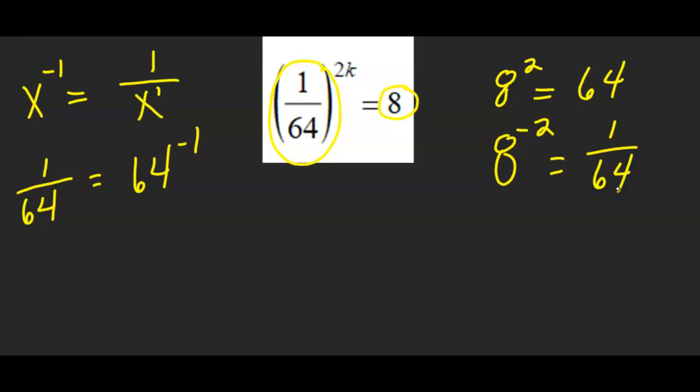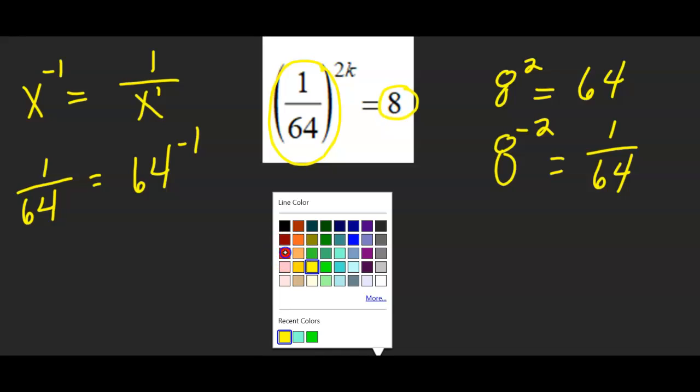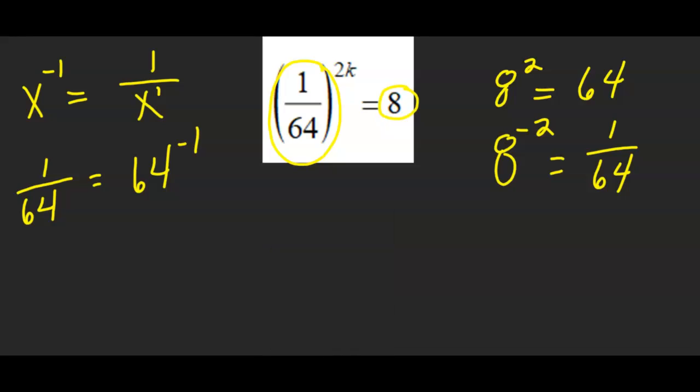Because 8 to the negative 2 is the same as 1 over 8 squared, and 8 squared is 64. So you can replace your 1 over 64 with 8 to the negative 2. Okay, so here's what that looks like. We're going to go 8 to the negative 2, but we had this exponent here already, so don't forget you have to multiply. Equals 8. And if you don't see the exponent, remember it's just a 1.